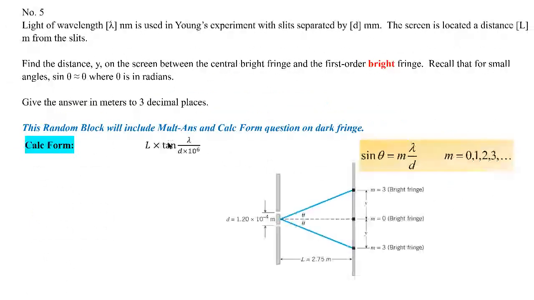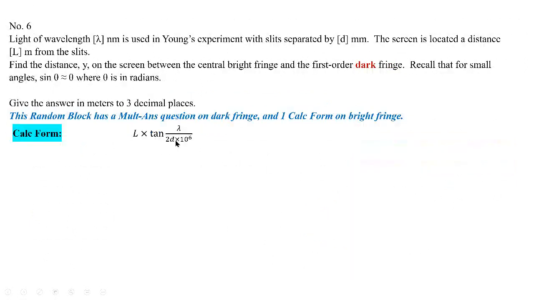Did you follow? If you go back to the previous one, it was m lambda over d, but now it is m plus a half lambda over d for destructive interference, for it to be dark. And that's why instead of lambda over d, it is now lambda over 2d times 10 to the 6. You see where the factor of a half comes in? For first order. All right? Okay. So, somebody had a question?